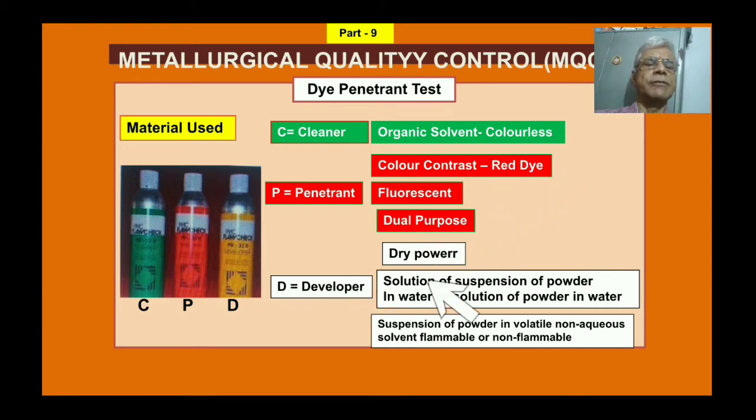Then coming to the developer. In one case it is a dry powder, and in another case it is a suspension of powder in water or a solution of powder in water. In one case it is suspension, in the other case it is solution. And then the third one is a suspension of powder in a volatile, non-aqueous solvent, flammable or non-flammable. So these are basically 3 types, but generally in the industry we use the dry powder system of developer.